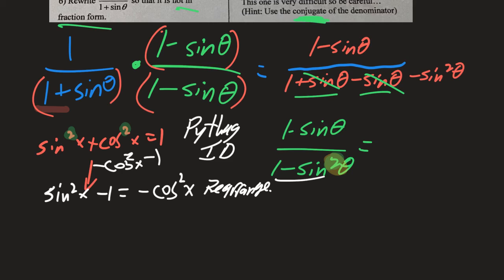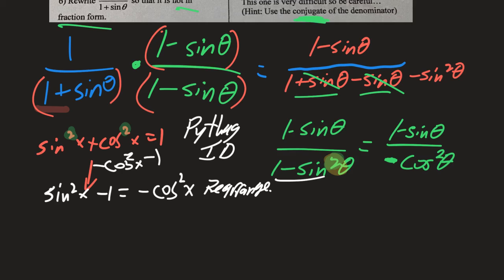Let's use this replacement: 1 minus sine theta over negative cosine squared of theta. And now I'm still a fraction. I want to get it out of being a fraction. So how can I handle this? Well, let's look for an identity that will get rid of this denominator somehow.